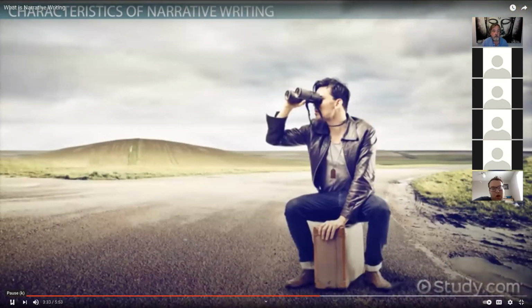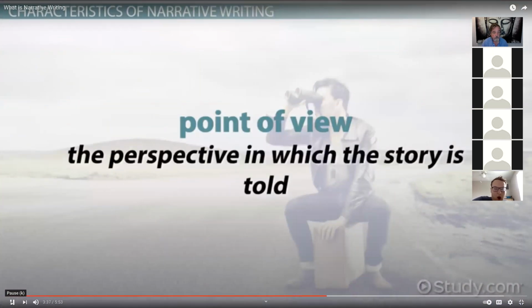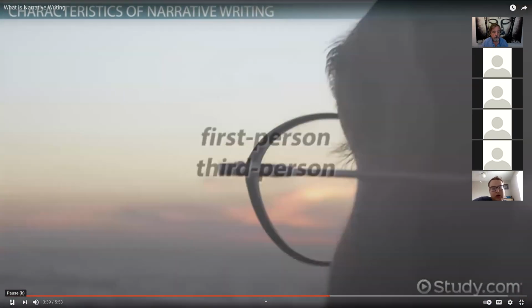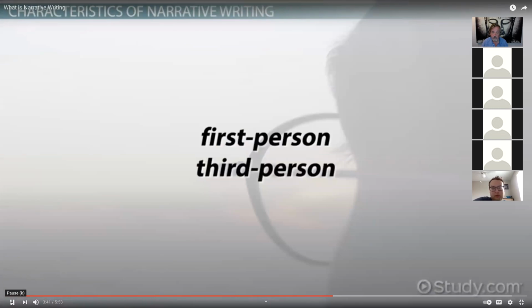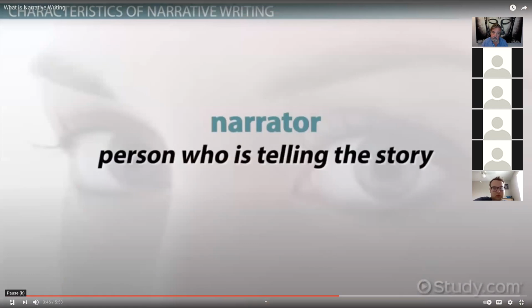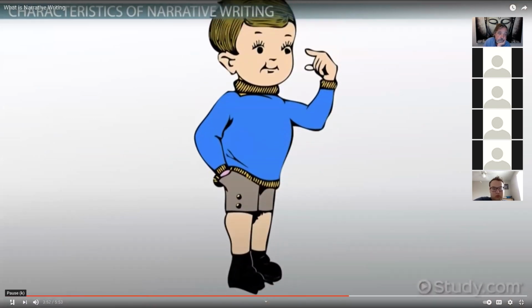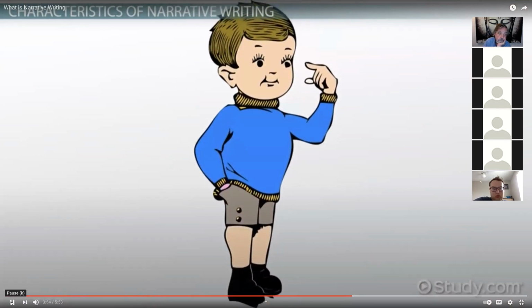One last component of narrative writing is point of view. Point of view is the perspective in which the story is told. The two main points of view are first person and third person. If a story is told in first person point of view, the narrator or person who is telling the story is a character in the story. In this case, the narrator is telling his personal thoughts and opinions within the story, using the personal pronouns me, my, and I.